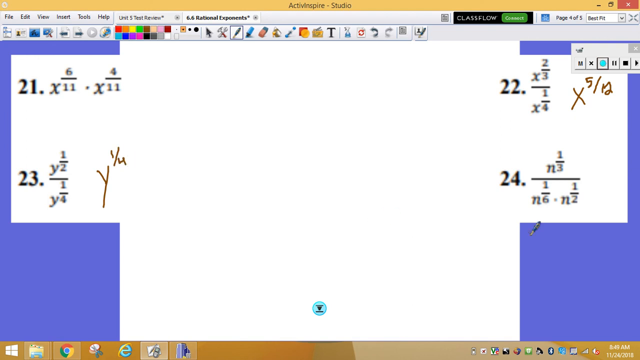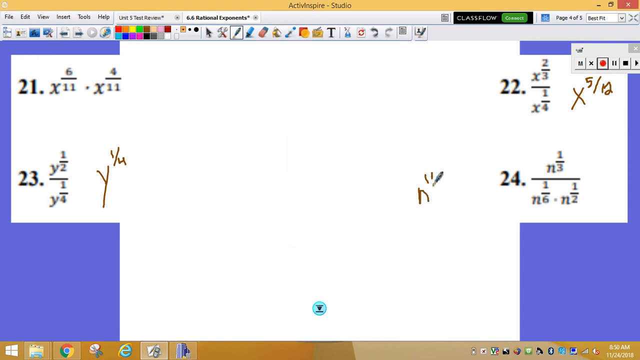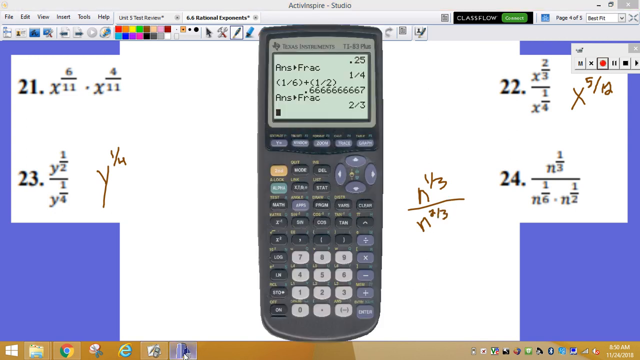Okay, 24, there is one like 24 on your worksheet, so let's do it. I'm going to go ahead and combine the bottoms first. They're multiplying, which means we would add. So I'm going to do 1/6 plus 1/2. Change it to a fraction. So it means on bottom, I'm going to have n to the 2/3. So I'm going to rewrite it here. I have n to the 1/3 on top. And on bottom, I have n to the 2/3. And I got 2/3 by adding these two n's right here.